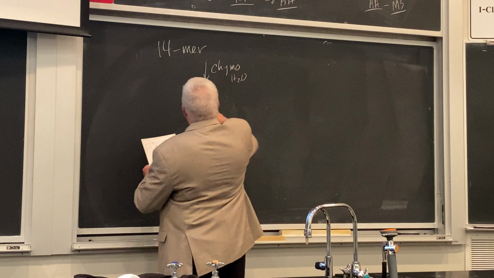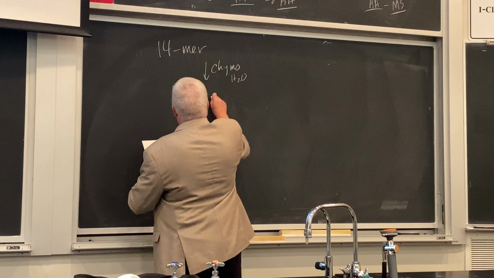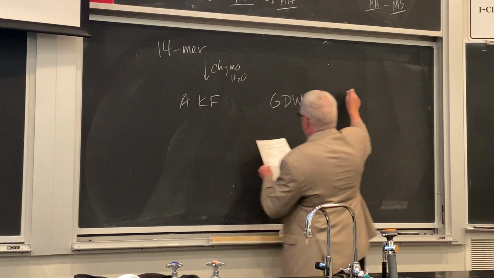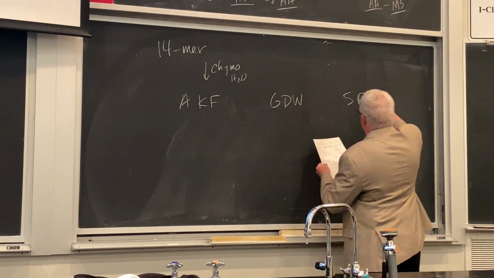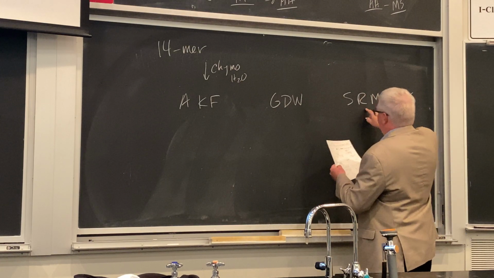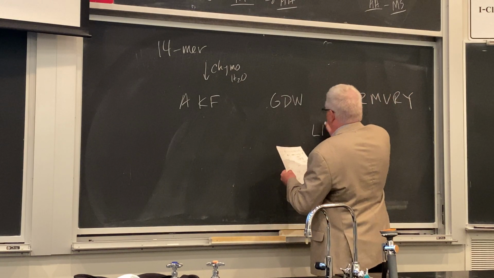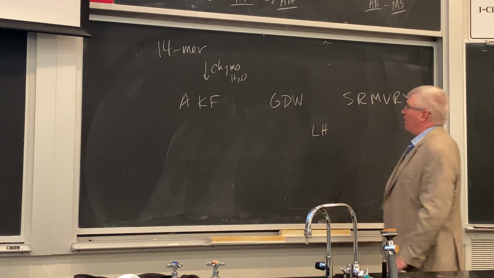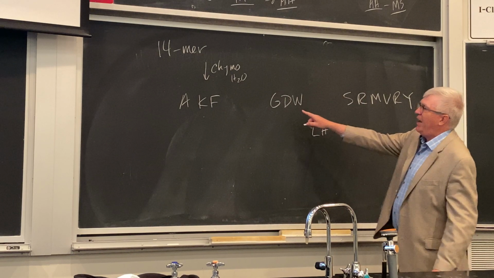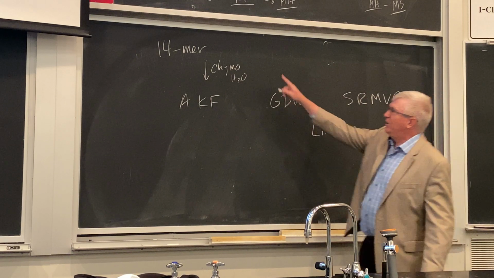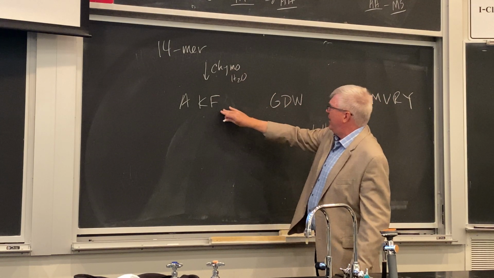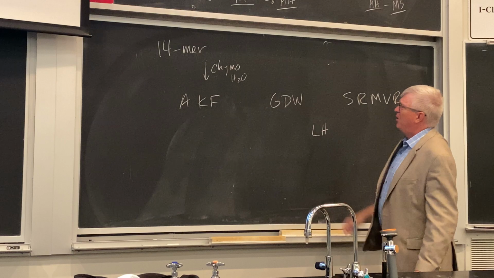And the fragments you get here are AKF, and you get GDW, and you get SRMVRY, and you get LH. Okay? Now, these sequences are known, and we get these from the Edman degradation. So our original 14-mer is chopped up or digested with chymo to give these 4 new fragments.